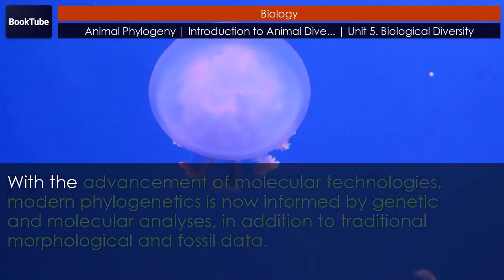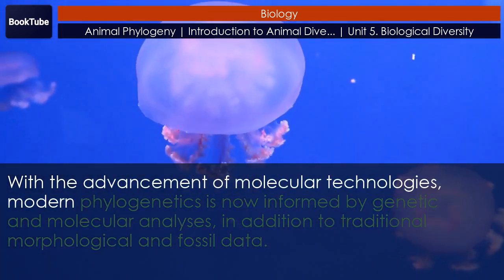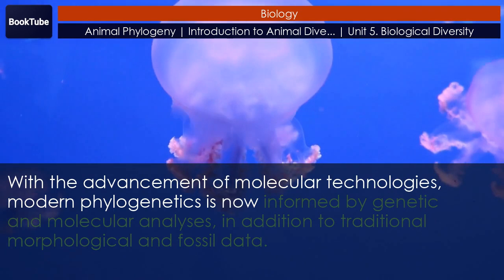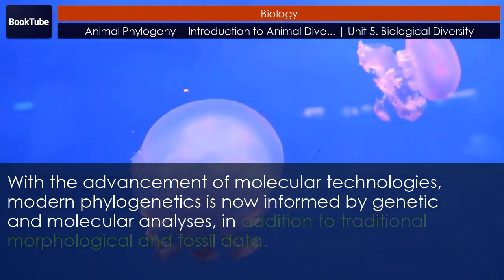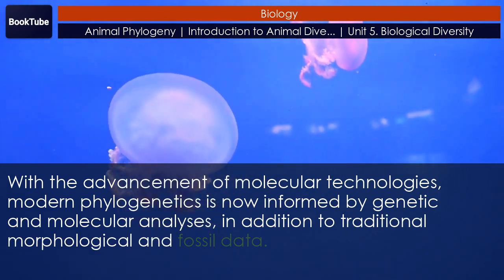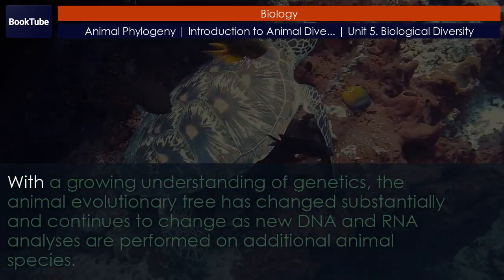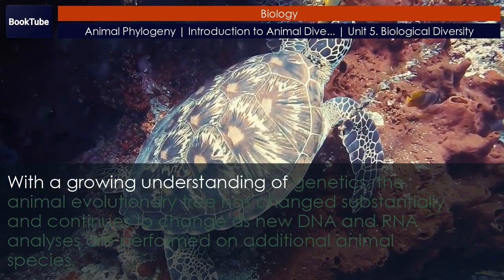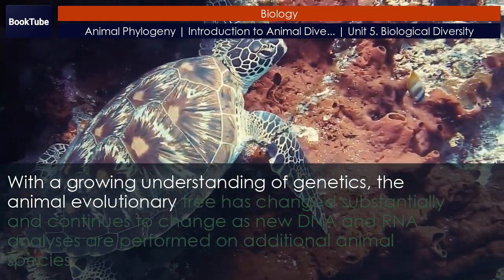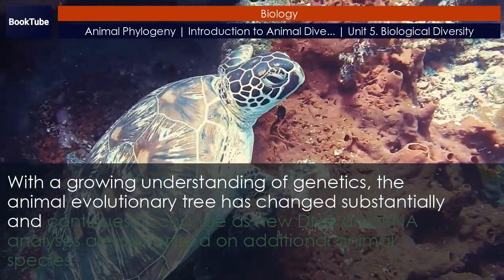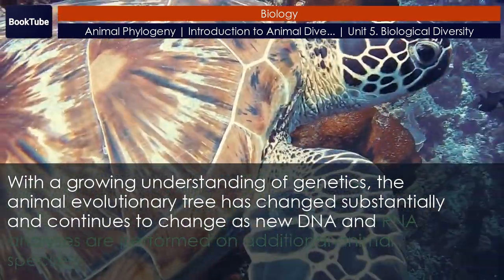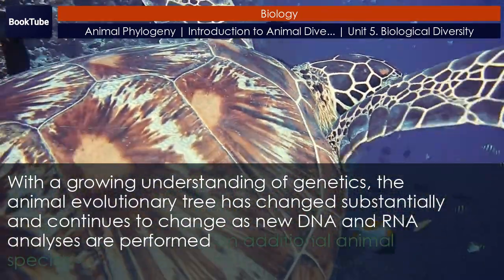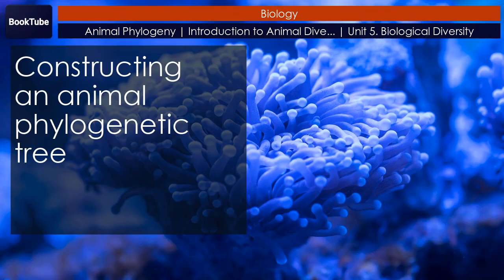With the advancement of molecular technologies, modern phylogenetics is now informed by genetic and molecular analyses, in addition to traditional morphological and fossil data. With a growing understanding of genetics, the animal evolutionary tree has changed substantially and continues to change as new DNA and RNA analyses are performed on additional animal species, constructing an animal phylogenetic tree.